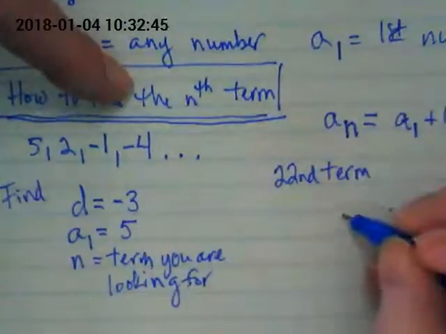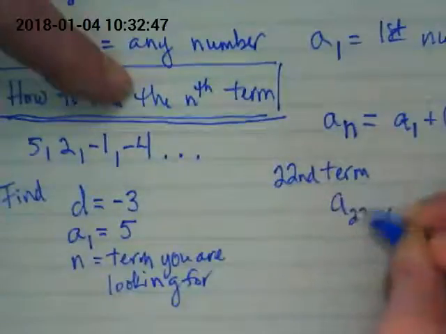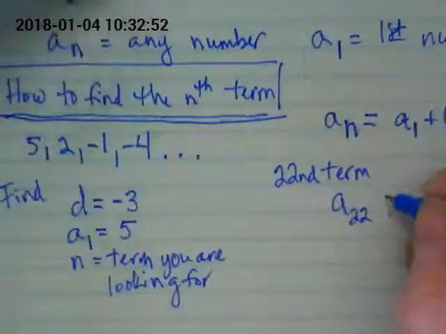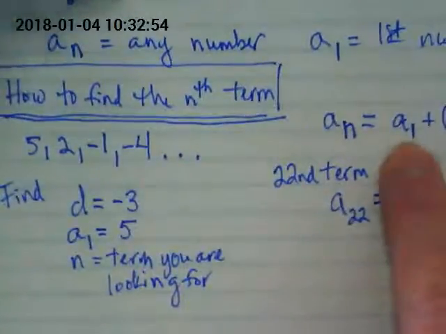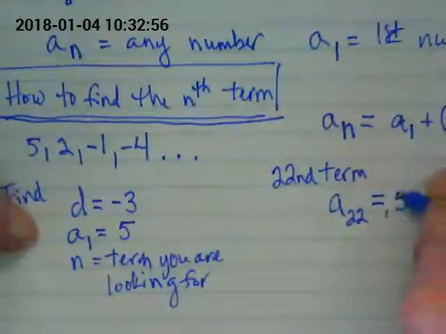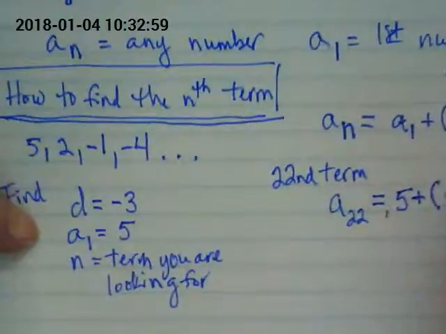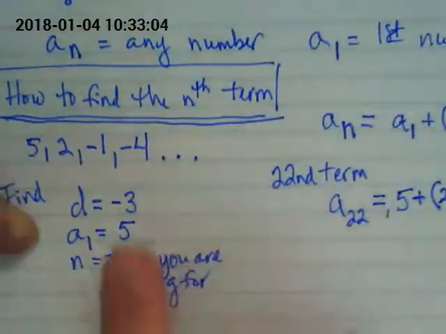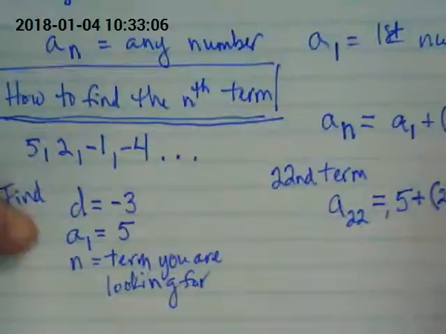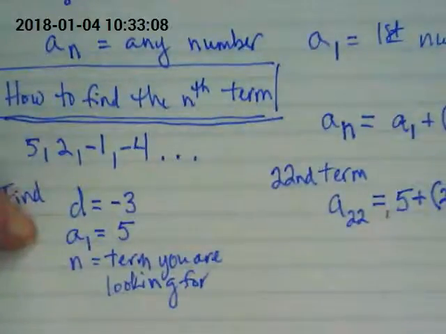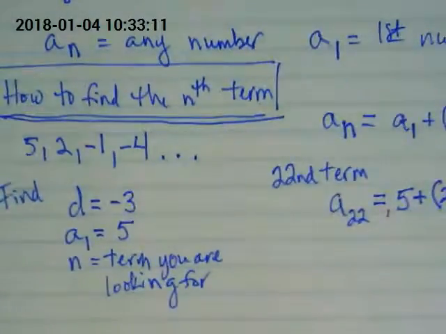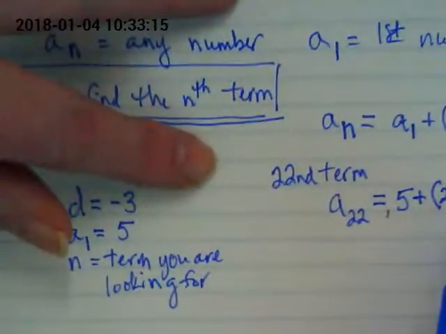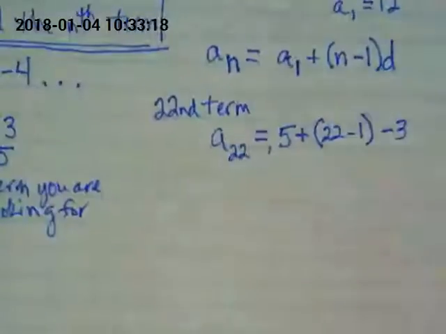Let's rewrite this formula. a sub 22, because we're trying to find the 22nd term, is equal to, what's our a1? 5, plus, in parentheses, 22 minus 1. And our common difference is? Negative 3. And then we would want to simplify this. We have to do what's in the parentheses first. 21.